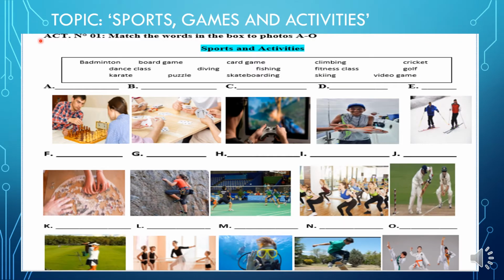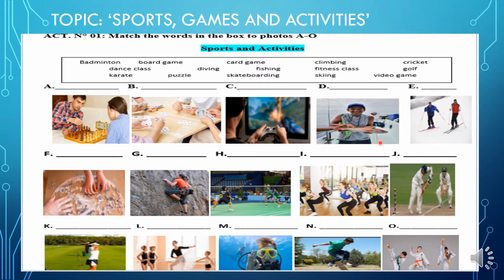Well, as you can see here, we have activity number 1. The instruction says match the words in the box to photos from A to O. As you can see here, we have the pictures and the photos of different sports, games and activities. And well, here we have a chart with varied sports, games and activities as well. So you have to match these words with the correct photo.